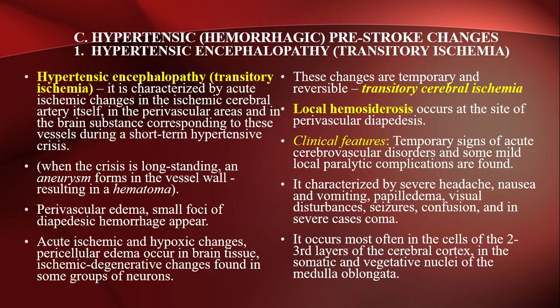The clinical features of hypertensive encephalopathy: temporary signs of acute cerebrovascular disorders and some mild local paralytic complications are found. It is characterized by severe headache, nausea and vomiting, papilledema, visual disturbances, seizures, confusion, and in severe cases, coma. It occurs most often in the cells of the second and third layers of the cerebral cortex, and in the somatic and vegetative nuclei of the medulla oblongata.